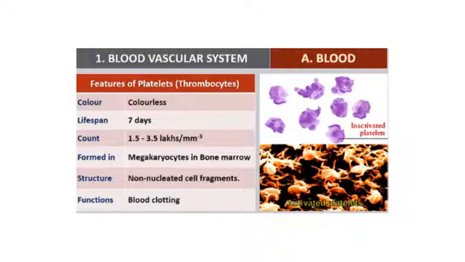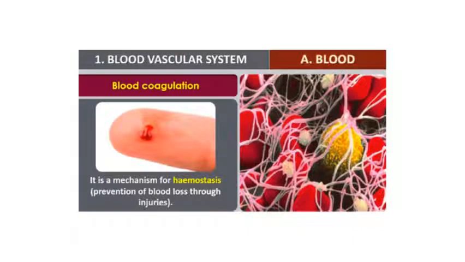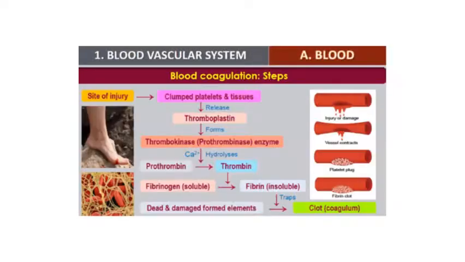Then let us look at platelets, which are also called thrombocytes. These are generally colorless. Their lifespan is about 7 days. They are 1.5 to 3.5 lakhs per mm cube. They are formed in the bone marrow. They are megakaryocytes, non-nucleated cell fragments. As I told you earlier, they play an important role in blood clotting. Whenever we have a cut, they start blood coagulation. It is a mechanism for homeostasis. We cannot afford to lose so much blood from the body, so they prevent the blood loss which can occur.